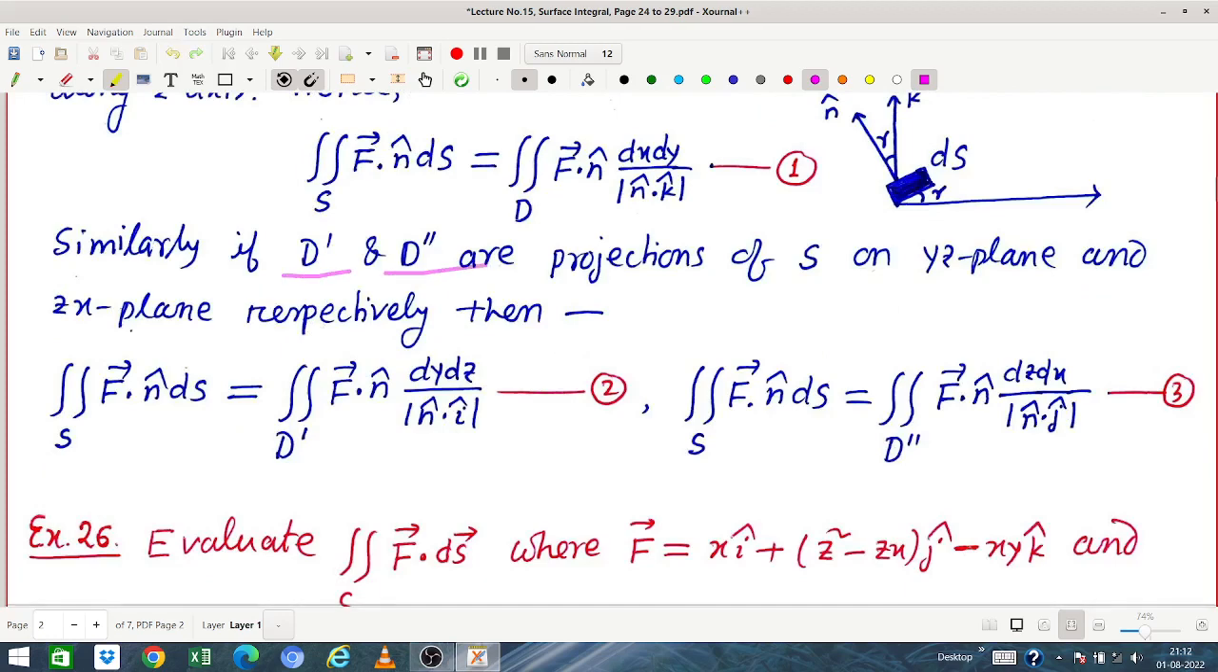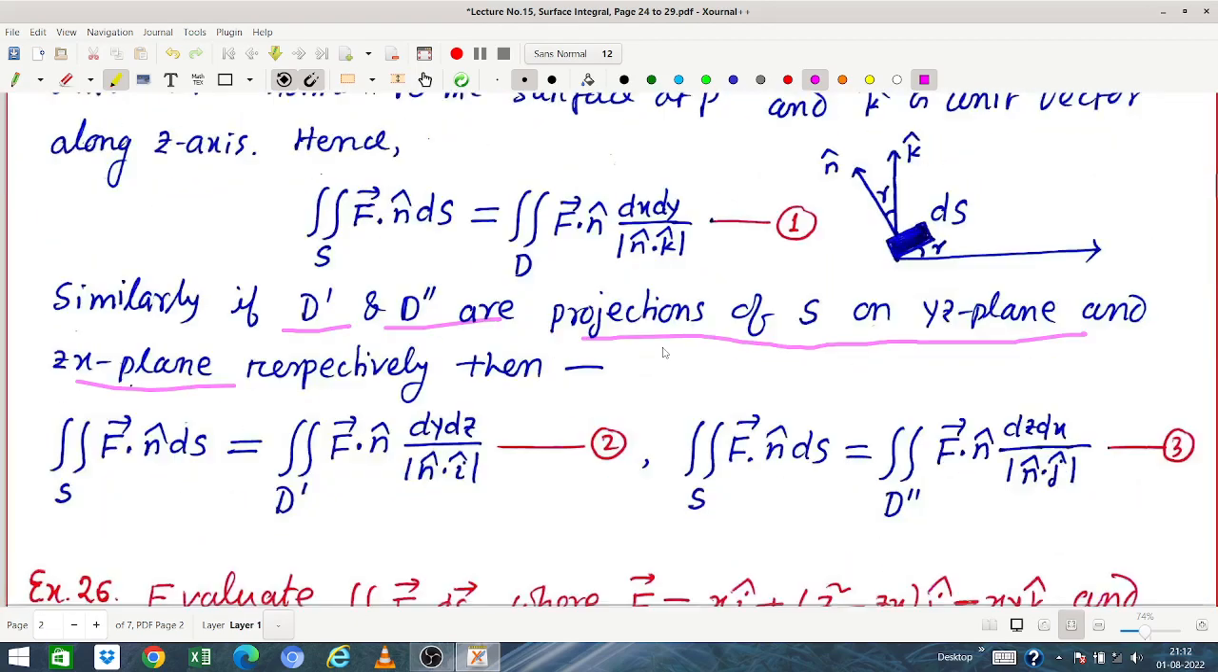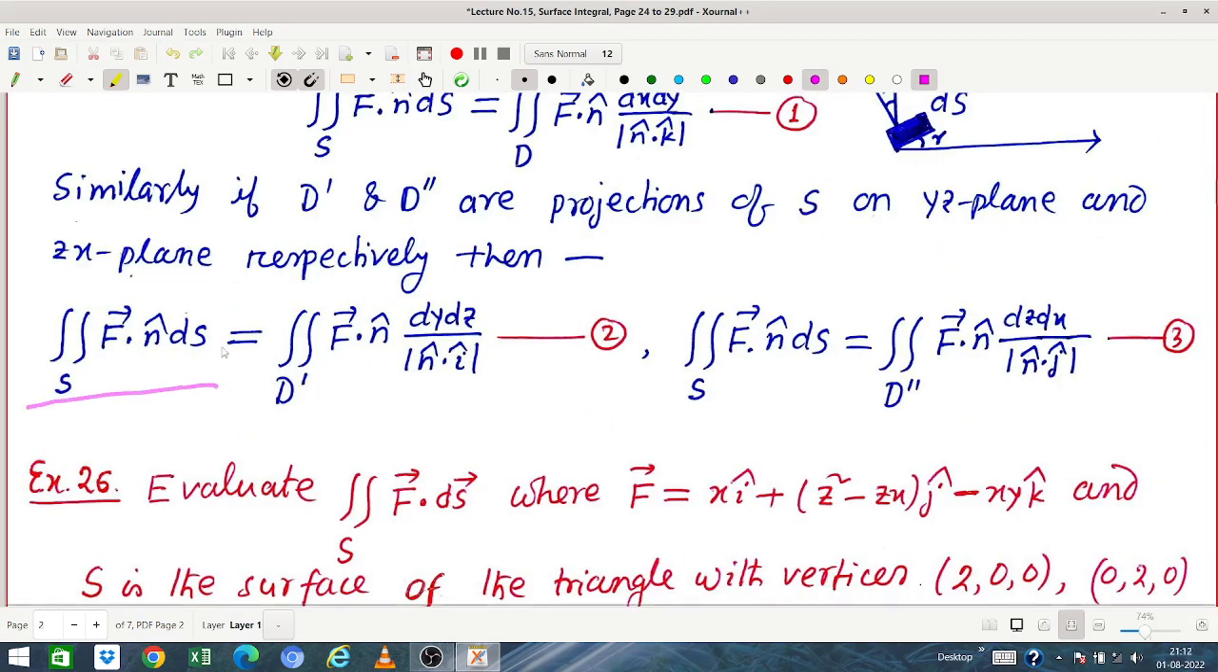Similarly, if D dash and D double dash are projections of S on the yz plane and zx plane, here we have projected the surface S on the xy plane, and similarly we can project it on the yz plane and zx plane. In that case, our surface integral of f vector dot n cap ds over S becomes f vector dot n cap dy dz by mod n cap dot i cap if we project on the yz plane, and the surface integral becomes f vector dot n cap dz dx by mod n cap dot j cap if we project the surface on the zx plane.